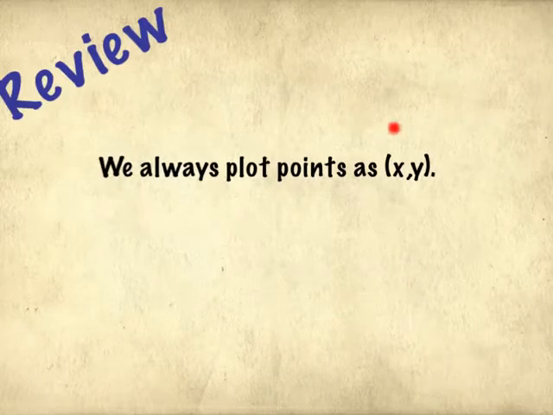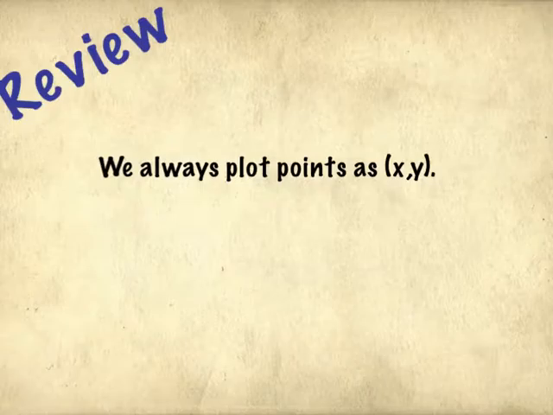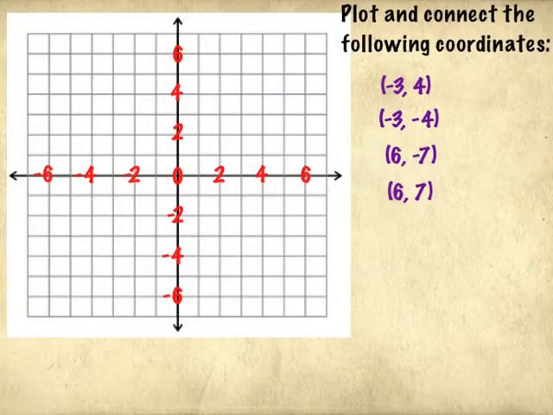But one thing to remember, of course, is that we always plot our points as x, y. So the x-axis always goes first before the y-axis. Doesn't matter whether we're using positive or negative points. So here's a grid, and obviously my positives go up, my negatives go down, and you can remember that easily because it's just like a thermometer. And on the x-axis, it's just like a number line. My positives go to the right, my negatives go to the left.